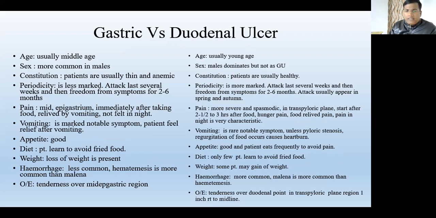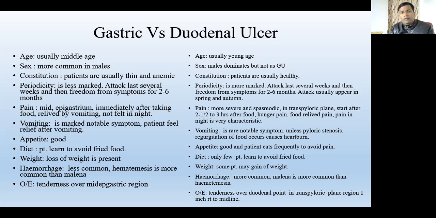Here is the comparison of the gastric ulcer and duodenal ulcer. Most of the things we have already discussed, but just to recap one by one. If we see the age, the patient with a gastric ulcer is usually middle aged, while duodenal ulcer patients are usually young. Gastric ulcers are more common in males than in females, while in duodenal ulcers males dominate, but the dominance is not as much as in gastric ulcers.